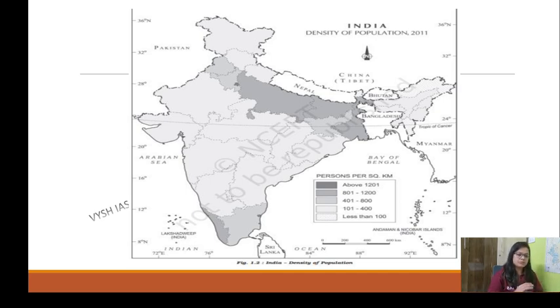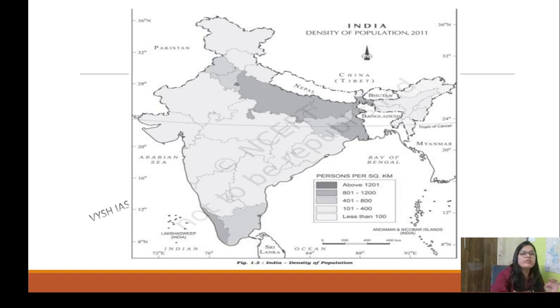See this, UP and Bihar. These are highly populated areas, and less than 100 are these light ones. And these mid ones are moderately populated.